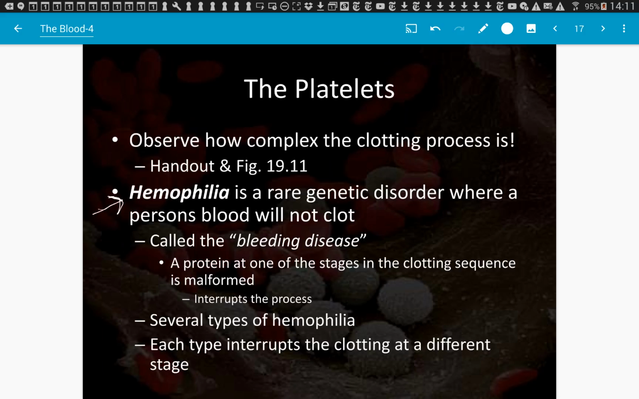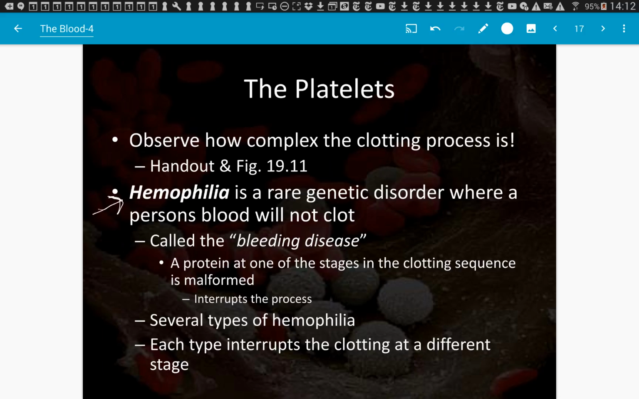It's called the bleeding disease, and this is because one or more of the clotting factors is not functioning properly. One of the common ones that is affected is clotting factor number 8. There are other ones as well, and there's a mutation, and so that clotting factor does not function properly, so the clotting just won't work. And so what do you do when you have a person whose blood will not clot?